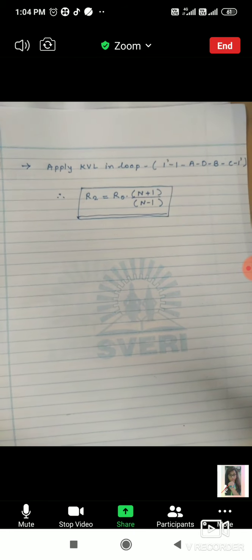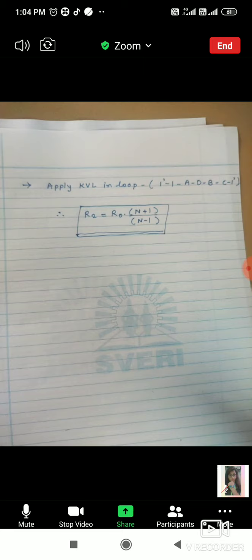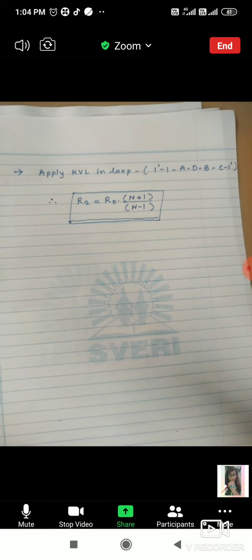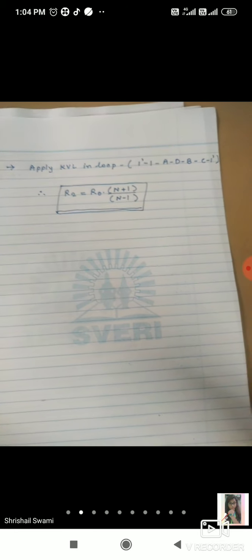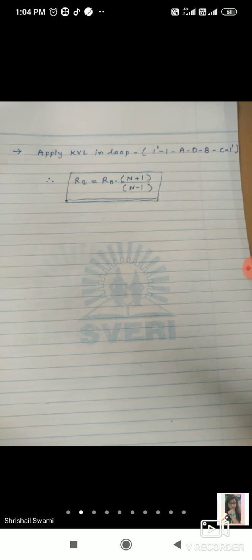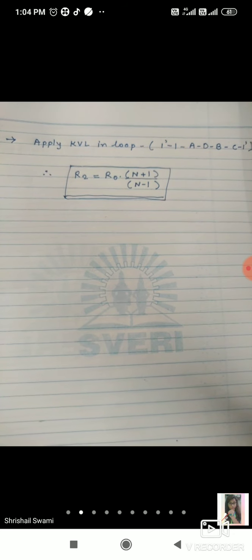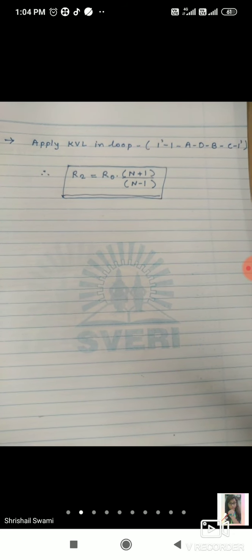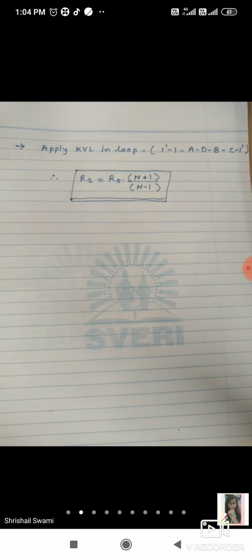So any doubt? I have written the path also. Just apply the KVL, write the equations and rearrange them. You will get this expression: R2 equals R0 into (n+1) divided by (n-1). Okay, wait one minute.